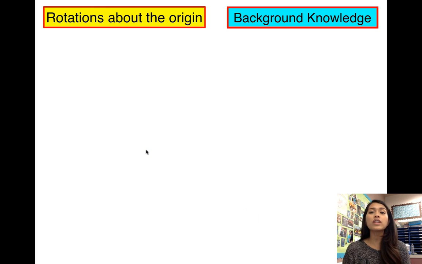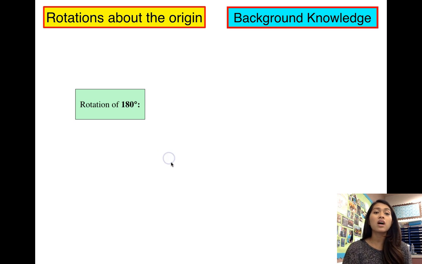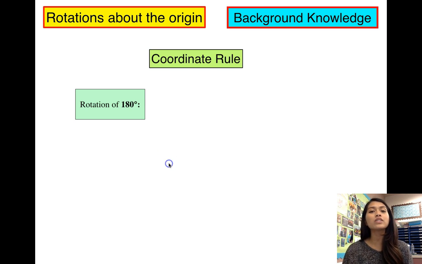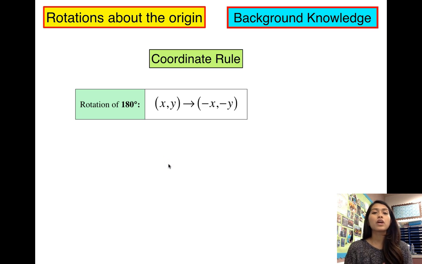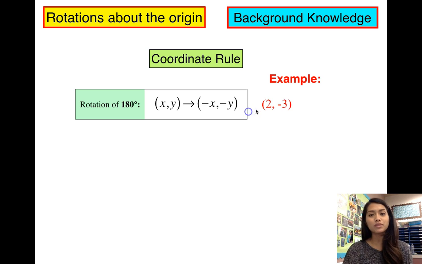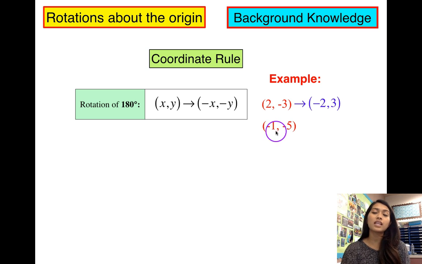Now another thing I want to go over is some of the coordinate rules of the types of rotations that we have gone over. First one was 180 degrees counterclockwise. We knew that the coordinate rule was we could take the opposite of x and the opposite of y, and here were some examples. We take the opposite of each one, leaving us with negative 2, 3. Here we would take the opposite of each one, giving us 1, 5.